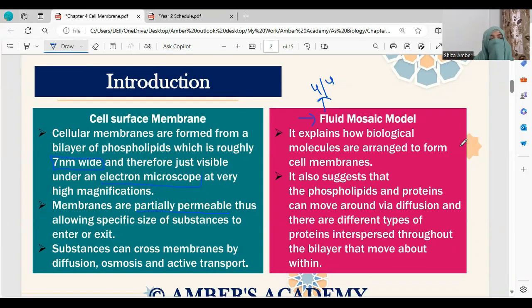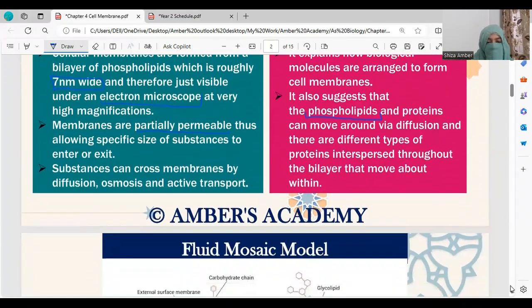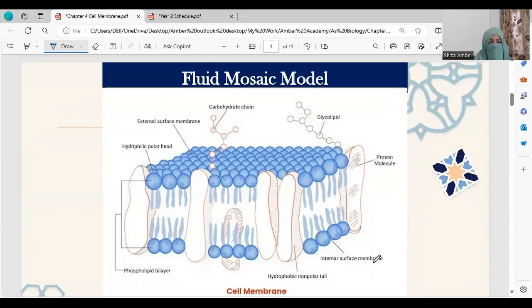The other name of cell surface membrane, other than plasma membrane, is phospholipid bilayer. Being a student of A levels, you need to say that cell surface membrane is known as phospholipid bilayer. We need to understand how many components there are in order to make a cell membrane. There are phospholipids, proteins, and other lipids which form your cell membrane. This is known as the fluid mosaic model on which your cell membrane or phospholipid bilayer is constructed. First we'll talk about phospholipid bilayer.